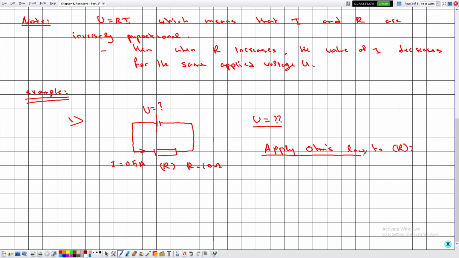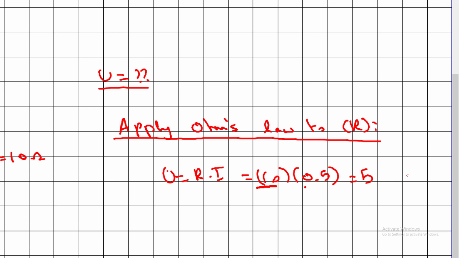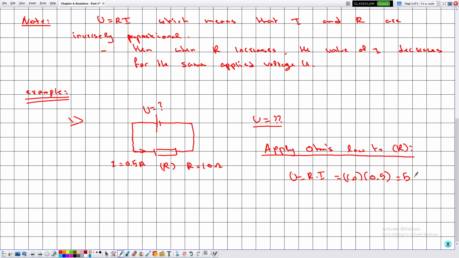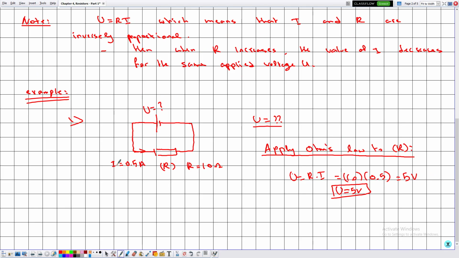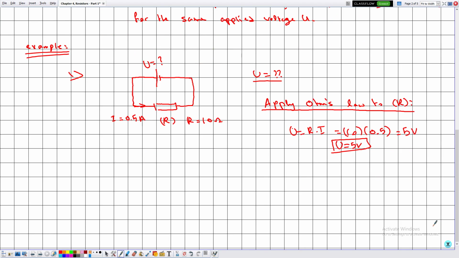So U is equal to R multiplied by I. The value of R is given by 10 and the value of I is given by 0.5. So this is equal to 5. Since both R and I are expressed in the SI, the value of U would be expressed in the SI, which is volts. Then U is equal to 5 volts. And here we are observing that whenever we know the value of the current I and this component is a resistor, we can determine the value of U. Now let's consider the following example, which is important.